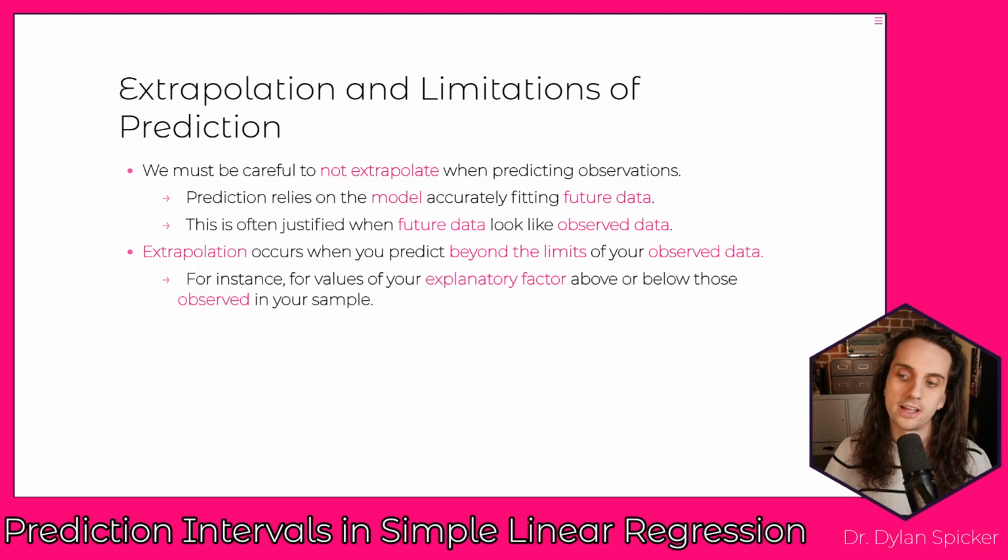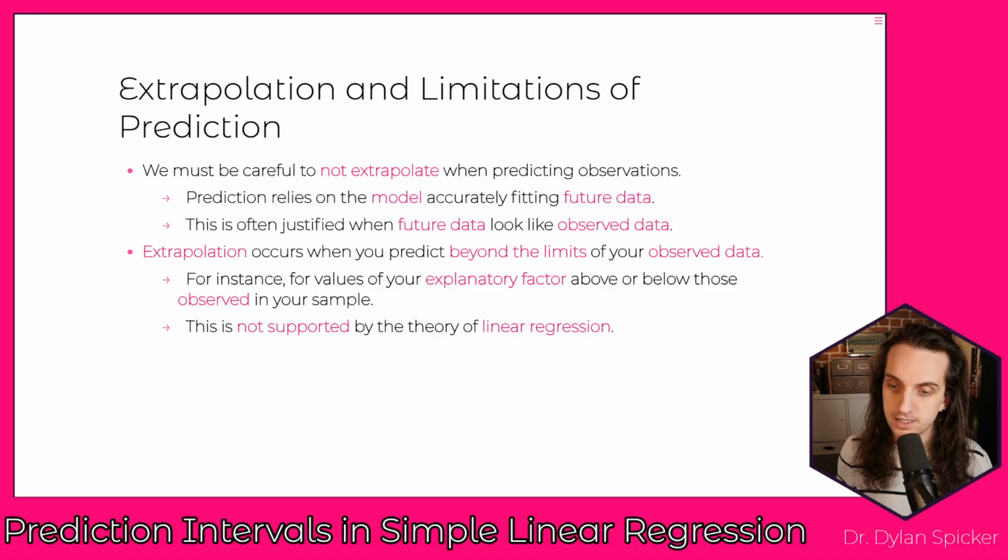Right, so if we have values for our explanatory factor that are above or below those values observed in the sample, then what we're doing is extrapolation. And extrapolation is not generally supported by the theory of linear regression. If you want to do extrapolation, you need to be supporting this scientifically. You need to be able to say, well, the exact scientific pattern, the exact scientific relationship should hold over this whole range, not over the limited range that we're looking at.